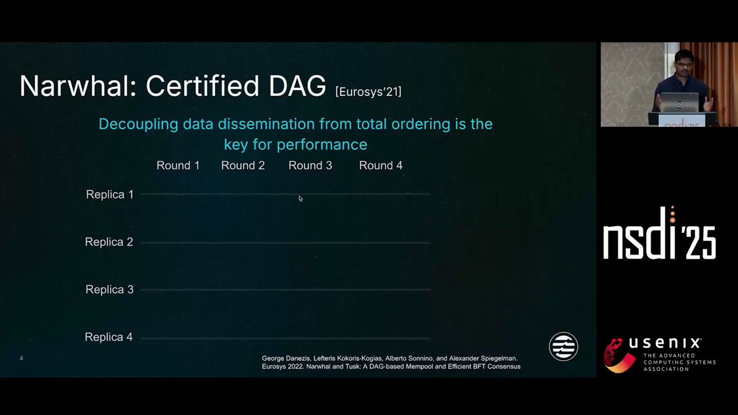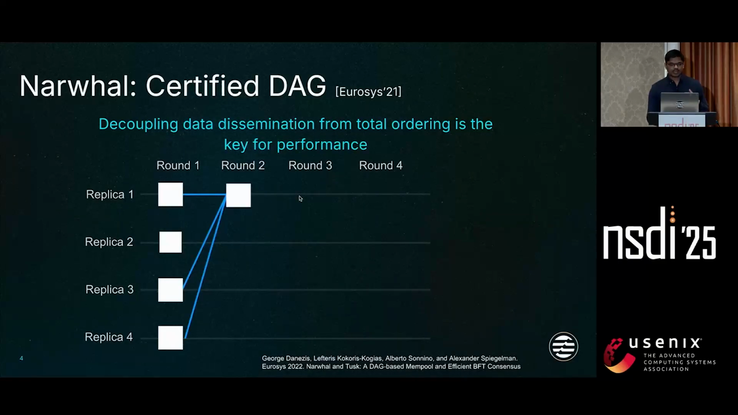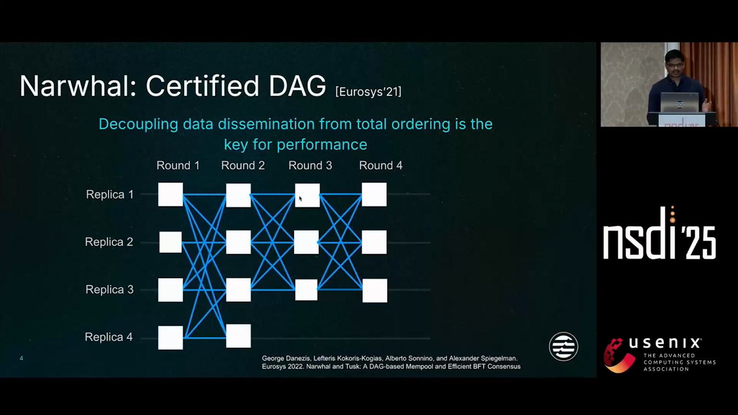The protocol is divided into a sequence of rounds. In each round, every replica in the system can, in parallel, propose data in terms of directed acyclic graph nodes. And when replicas propose these nodes, they have to link to nodes in the previous round. So they have to make at least supermajority links to nodes in the previous round and construct the DAG this way. There is no ordering enforced at this point. This is just data dissemination.